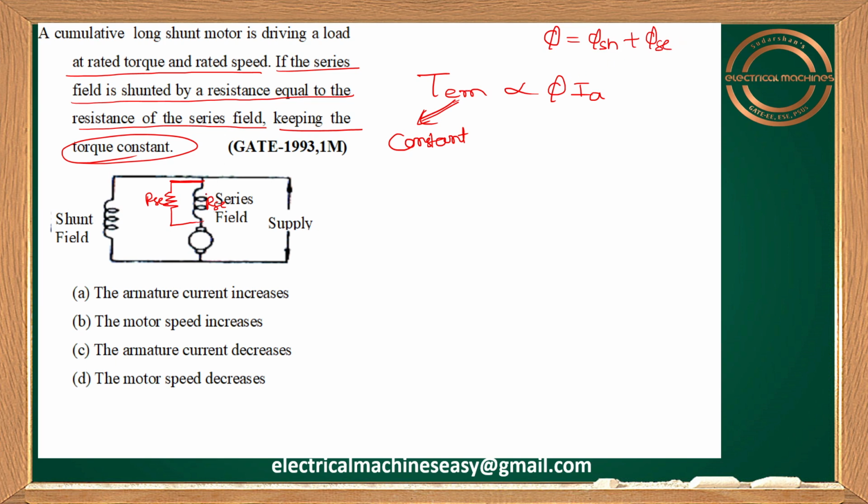Now tell me here, the series field winding is shunted by a resistance equal to the resistance of the series field winding. So RS is the value which is shunted across, once again RS. Obviously, the current flowing through the series field winding will be reduced, because previously it was RS alone, now it is shunted by a resistance. So obviously current will reduce here. So phi se will reduce. That means total flux will reduce. So obviously Ia will increase to maintain the torque constant. So your answer: the armature current increases. So option A is the right answer. Okay, option A is the right answer.